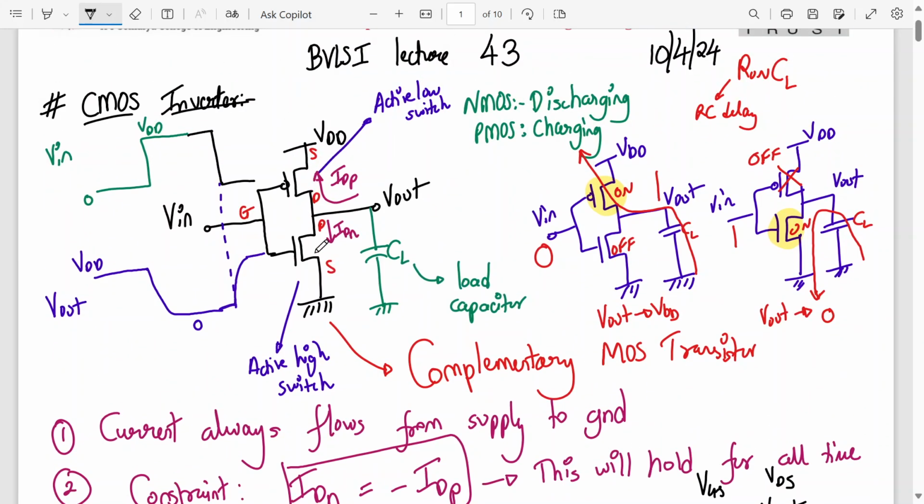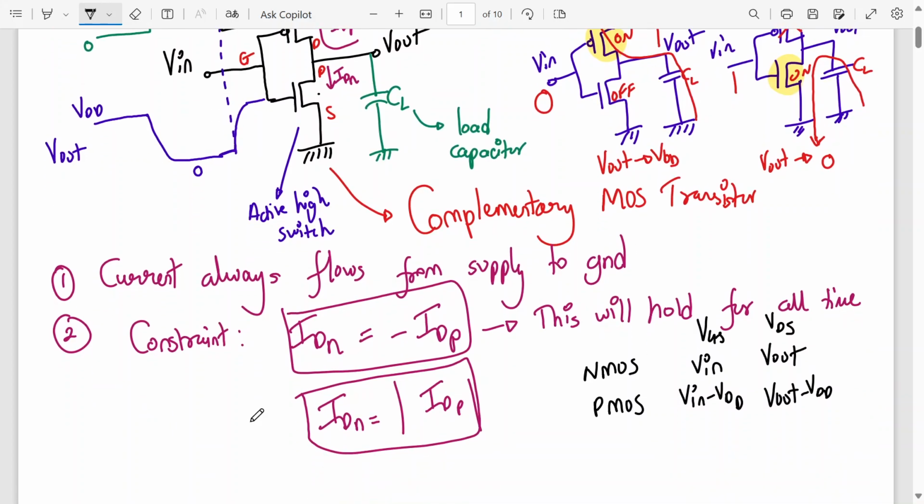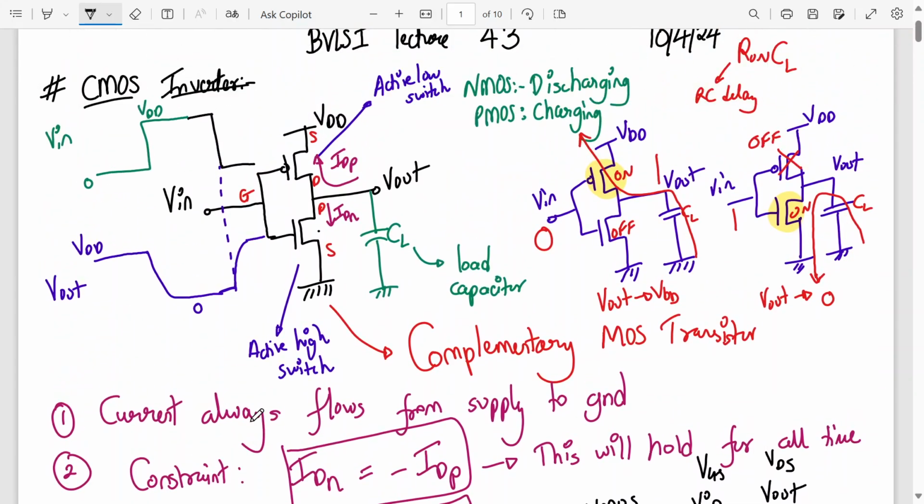Now why should these two be equal? For them to operate as complementary. What are we saying? Not one of them is on, the other is off. We are assuming that. So the constraint is this. So basically we want the charging and discharging to happen in equal amount of time. But then how will this constraint work? This is what is happening. Input is 0, output is 1. And input is 1, output is 0. That is what is all happening over here. That's it. We don't want anything else from this.